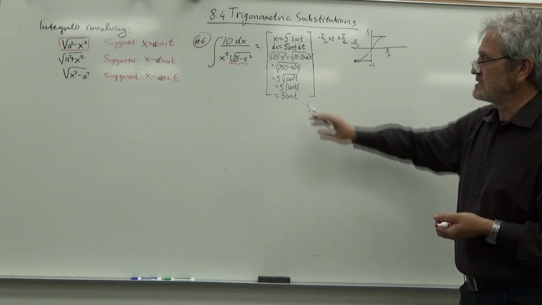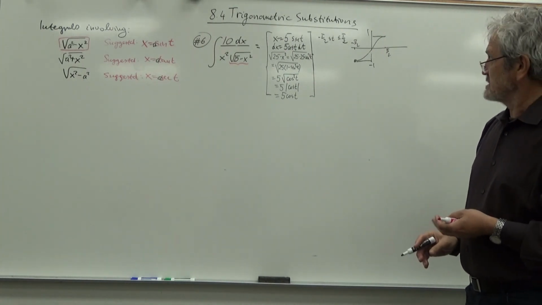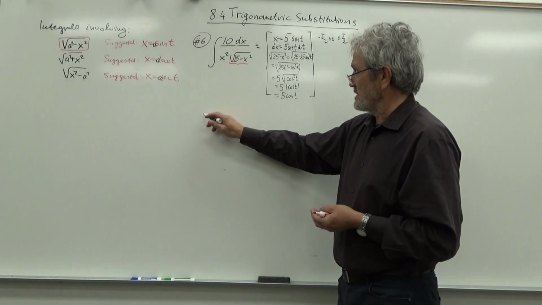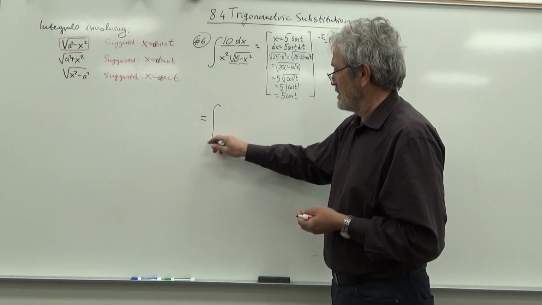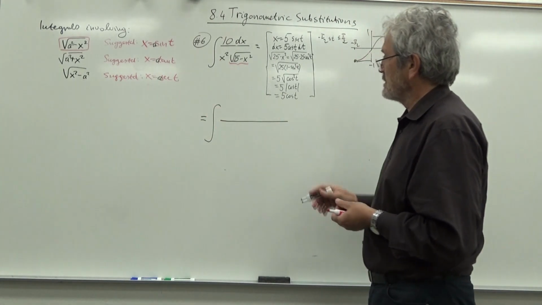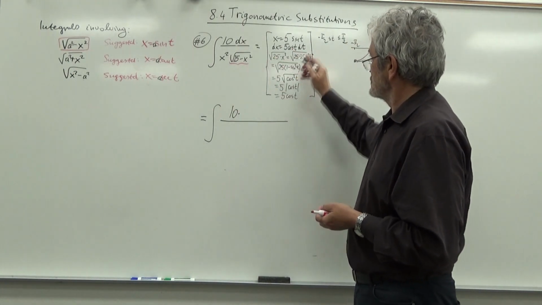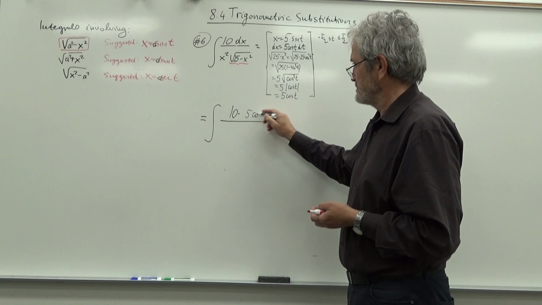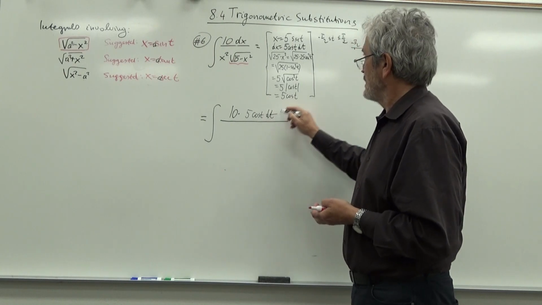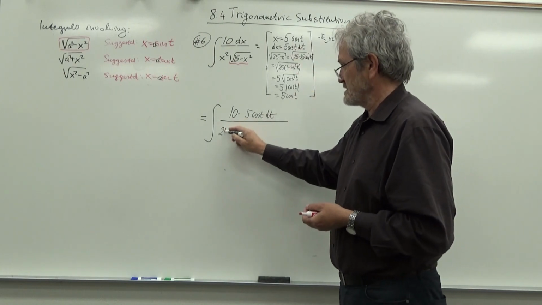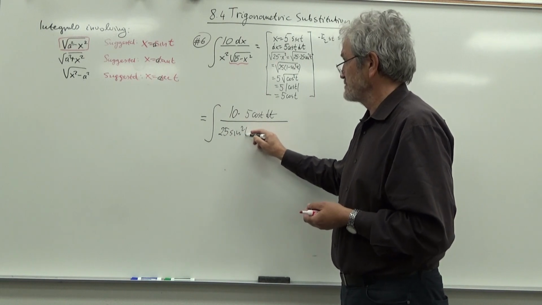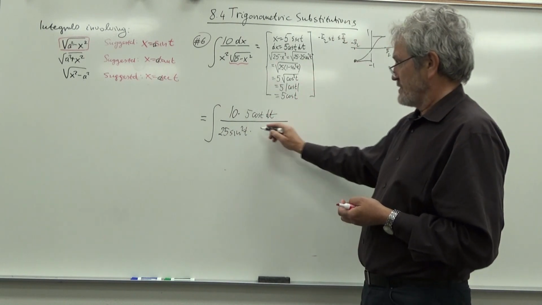Maybe I did too much fine analysis here. If it confuses you, you can be a little more relaxed about it. And now look how nicely it will all open up. 10 times dx is just 5 cosine t dt. x squared is 25 sine squared t. That square root is 5 cosine t.